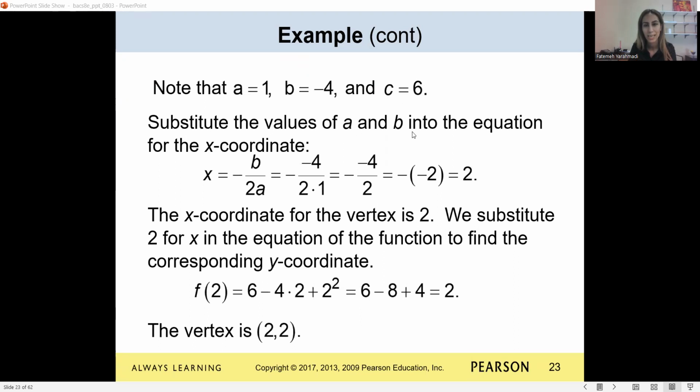Substituting the values for A and B into the equation for the x coordinate of the vertex, x is negative b divided by 2a. It has a negative sign in front of negative 4 divided by 2 times 1, or negative negative 4 over 2, or positive 2. You need to substitute this into the function to find the y value. After substitution, your y becomes 2. So the vertex is 2 and 2. The vertex, or the minimum value, happens at 2 and 2.